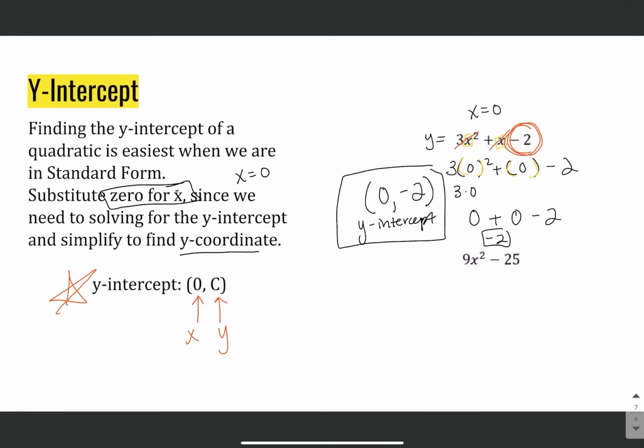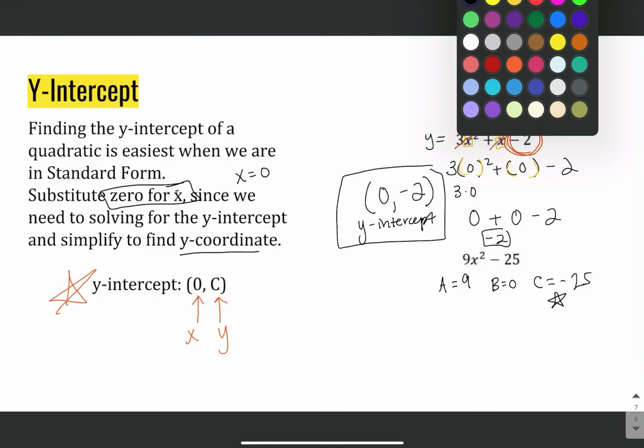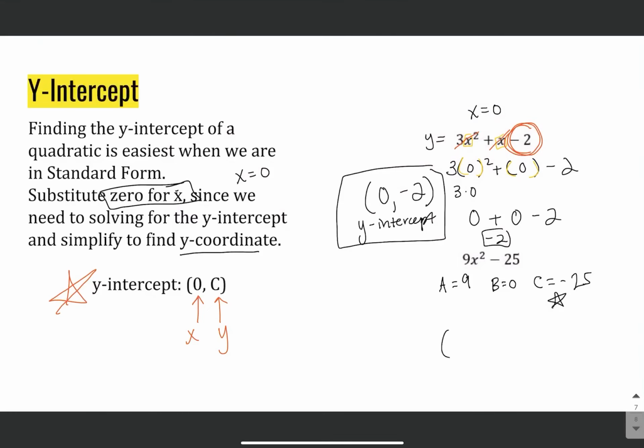So let's look at this other one. If I can recognize, okay, my 9 is A, and my B, again, we said was 0, and my C is negative 25, well, ding, ding, ding, now I know my y-intercept. So my y-intercept should be, again, x is always 0 for my y-intercept, and then negative 25. Done.